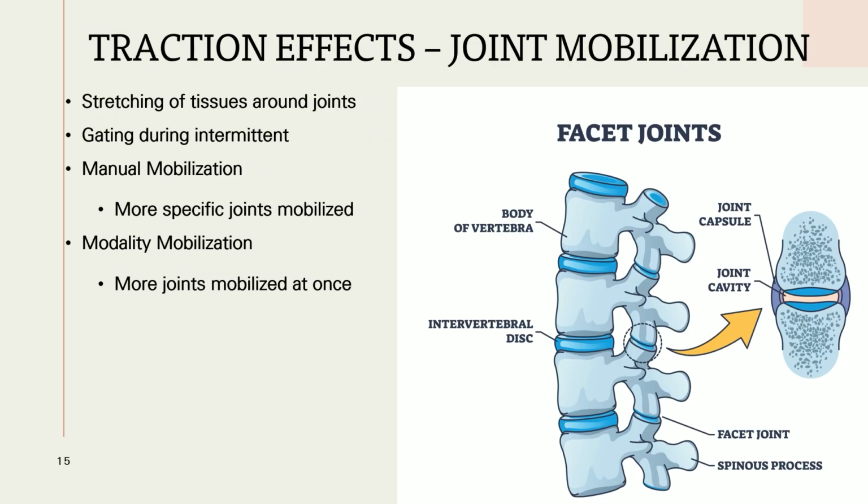Also, joint mobilization. So we're talking about a gentle stretch for muscles and tendons around a joint. And we actually get a gating effect if we're doing intermittent pull and relax times. We let those mechanical receptors activate the inhibitory interneurons at the spinal cord. This reduces pain signals that make it to the thalamus.